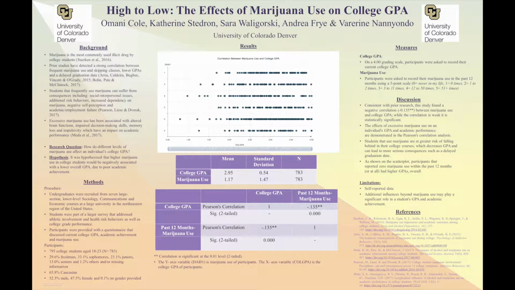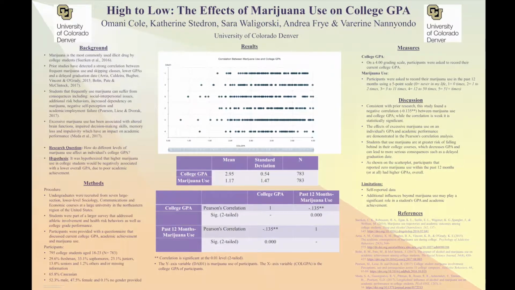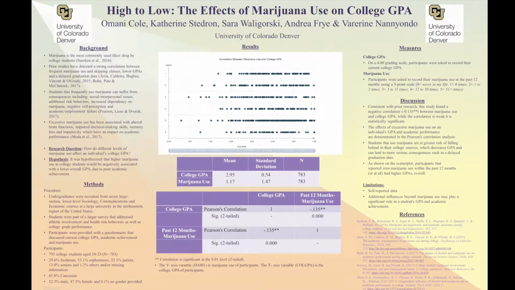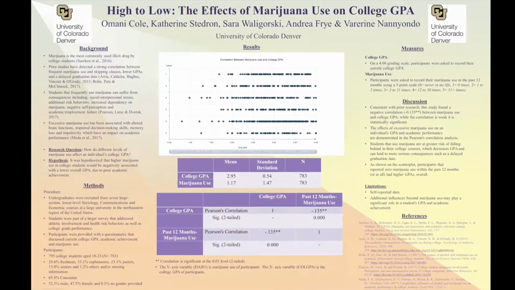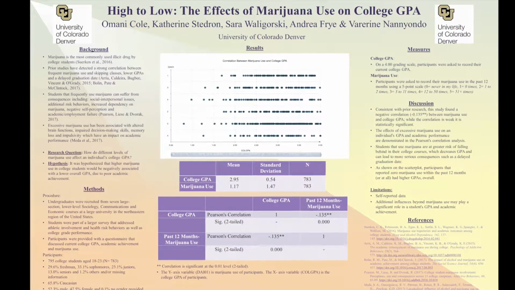Welcome to our final poster presentation titled High to Low, the Effects of Marijuana Use on College GPA. This research project was put together by the group The Methodicals for our class Research Methods in Psychology. The purpose of this research project was to determine how different levels of marijuana use affect an individual's college GPA. Our hypothesis was that higher marijuana use in college students would lead to a lower GPA.